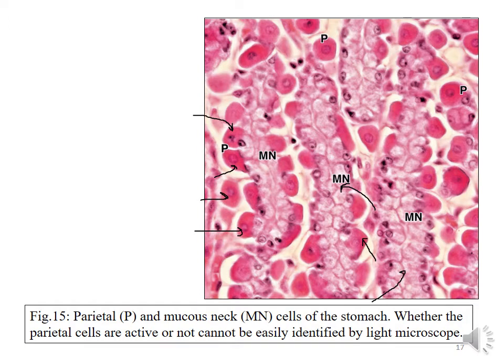Okay. Now, we must also remember that since we are seeing a lot of parietal cells in this image, this means that most probably this section is from the fundic glands, from the fundus or the body of the stomach, because as we have said, in these two regions we have mainly parietal and chief cells.